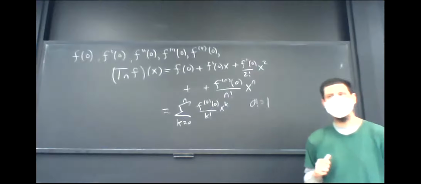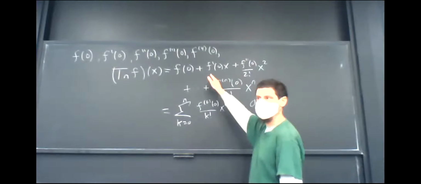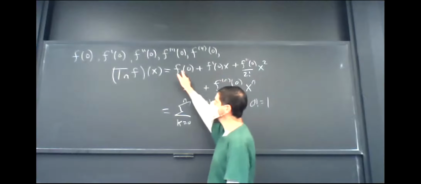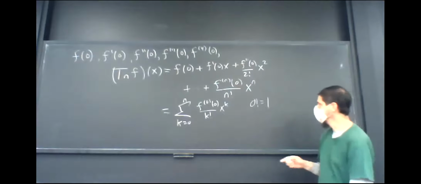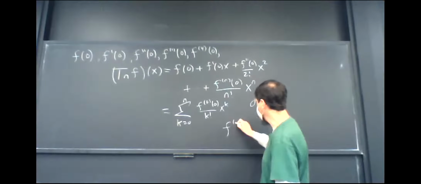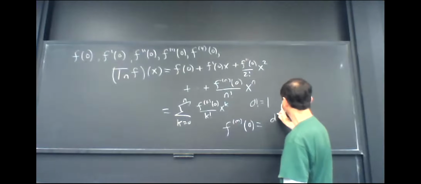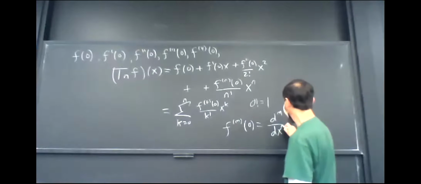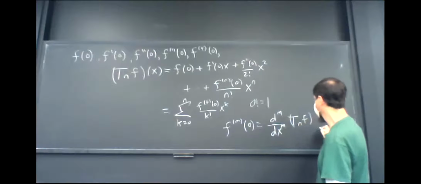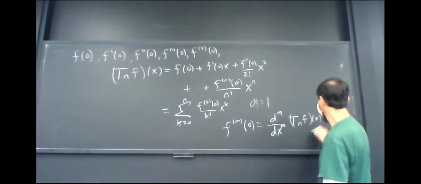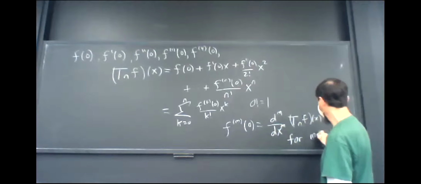Why is this a good polynomial to use? Well, if you were to just start taking derivatives, you would see that the derivatives of this function at 0 match the derivatives of your original function at 0. And you would get that the mth derivative at 0 is going to be the mth derivative of our function, for m less than or equal to n.